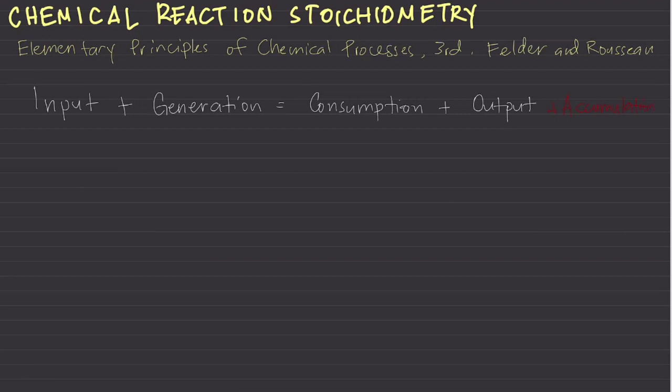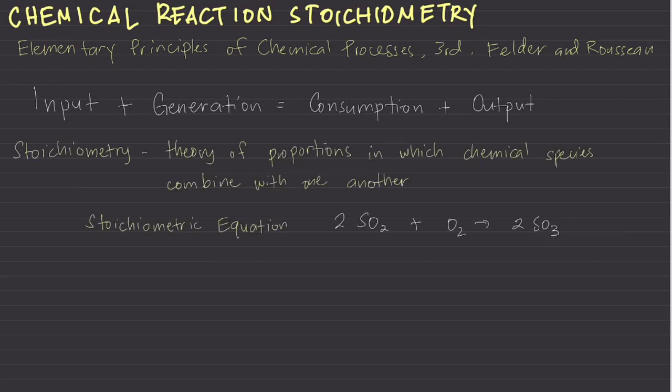Pero for next time na lang yung dynamic balances. First, define stoichiometry. So stoichiometry is the theory of proportions in which chemical species combine with one another.